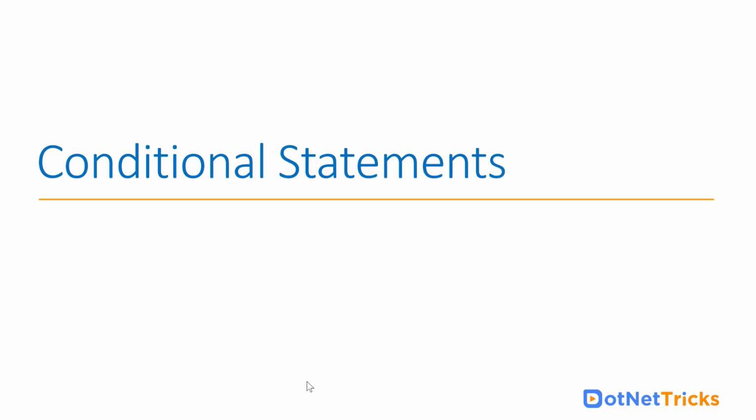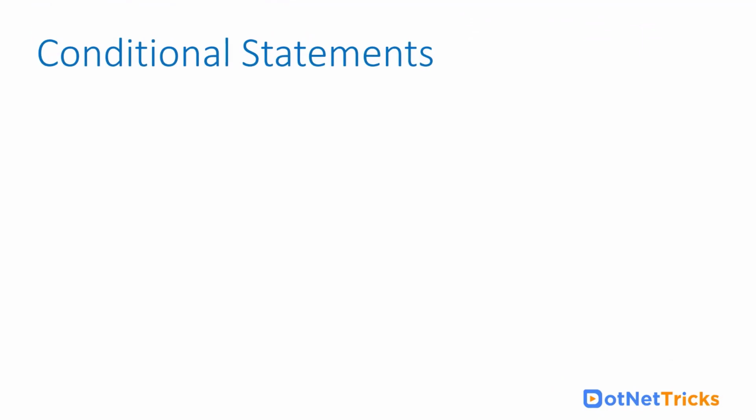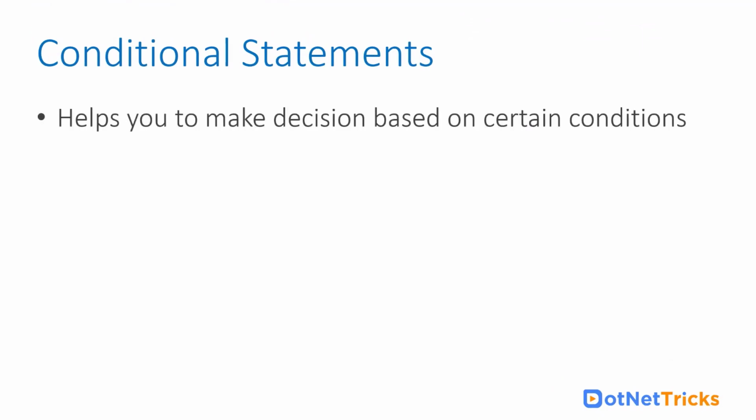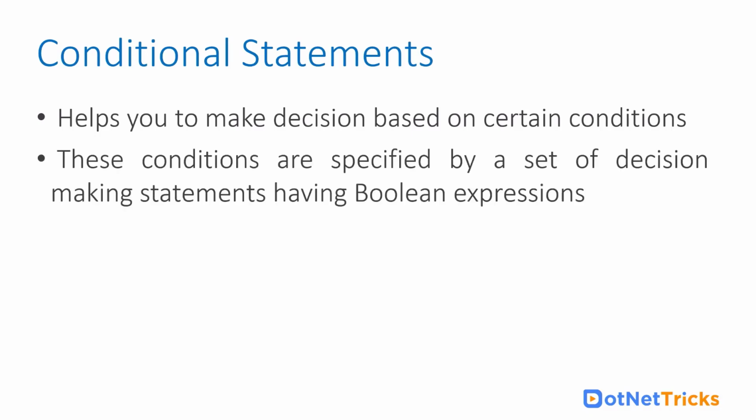Welcome back. Let's start with conditional statements in C#. Conditional statements help you to make decisions based on certain conditions. If there is a requirement to take a decision based upon a certain condition, we can take the help of conditional statements in C#. And these conditions are specified by a set of decision making statements having Boolean expressions.